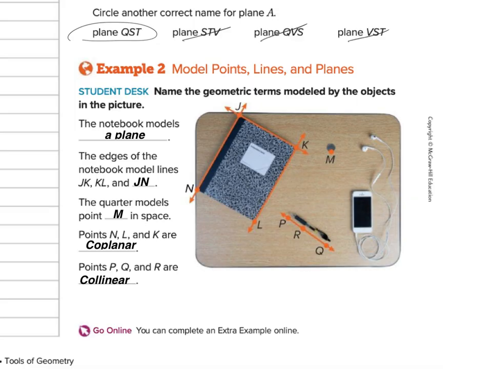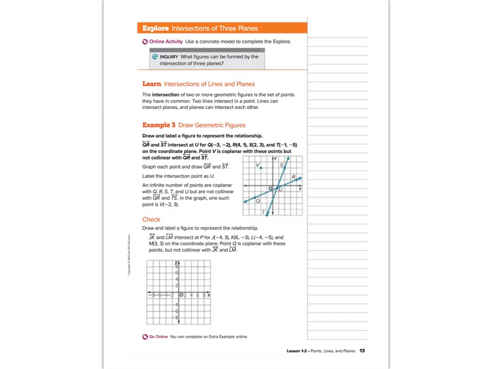It says here that points L and K, they are non-collinear, so they could identify a plane. And then PQR, PRQ, QRP, those are collinear. So just understanding, using those definitions and carrying those forward.